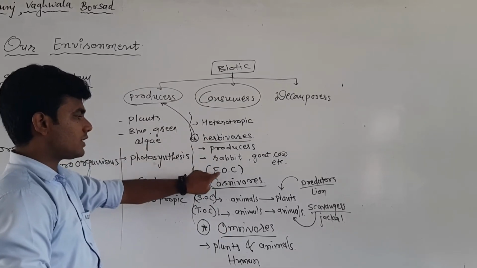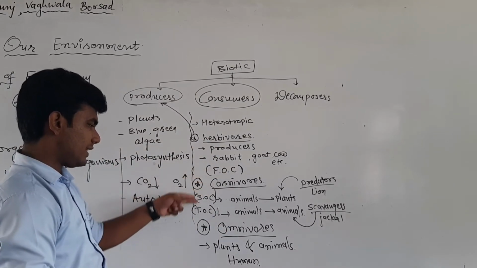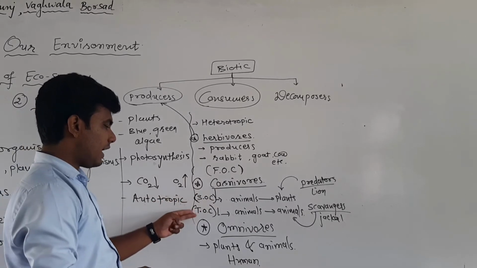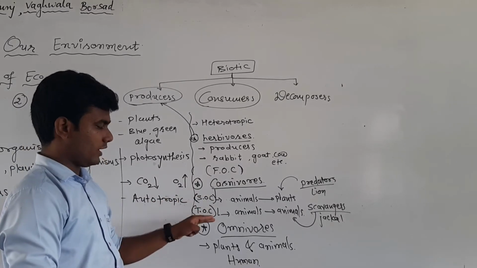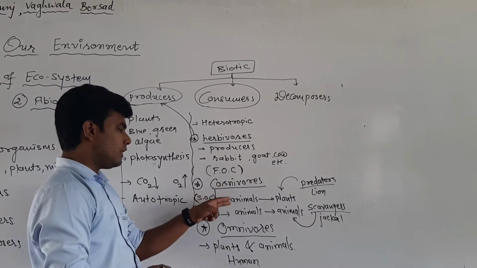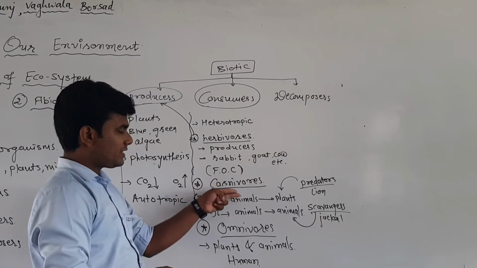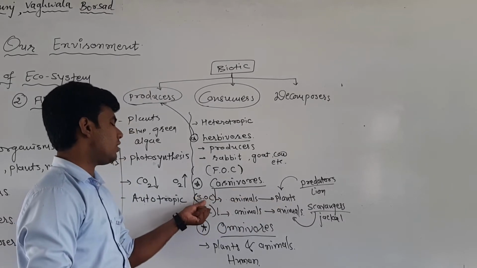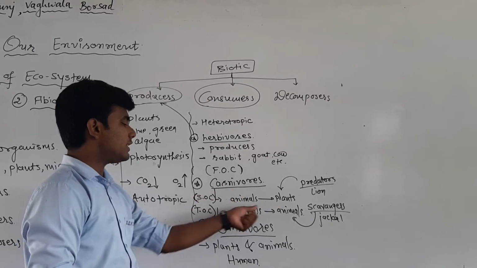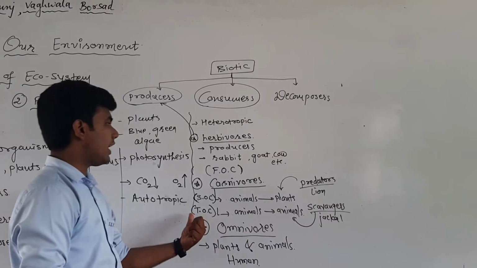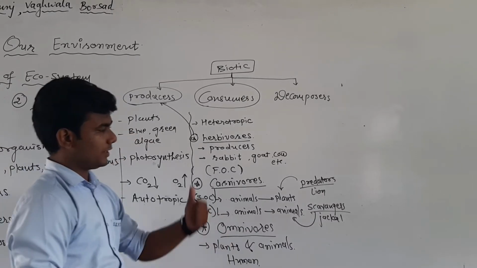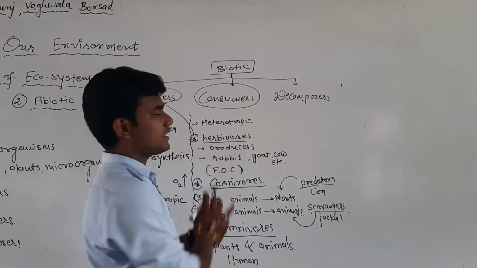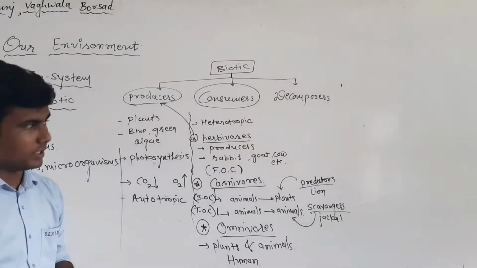Herbivores are called first order consumers. Carnivores, in that we will have second order consumers, and we will also have third order consumers, according to the carnivores which eat animals. If those animals depend on plants, that is our second order consumer, and if the animal is dependent on another animal, that is our third order consumer. Right? So this way we can understand the concept of consumers.